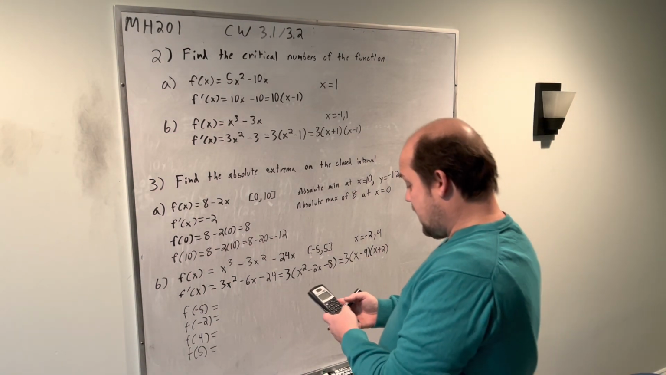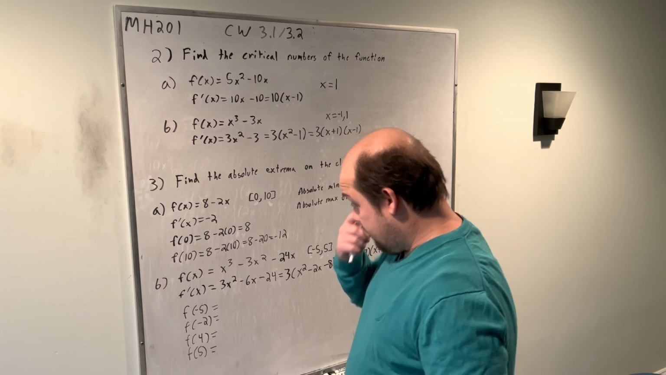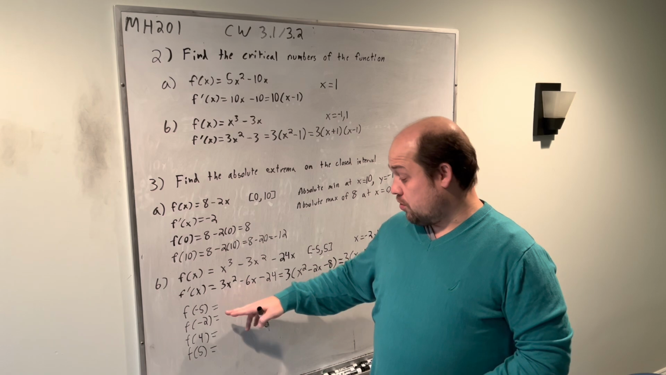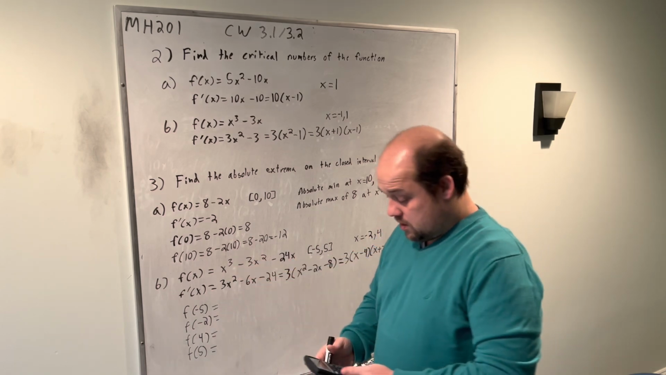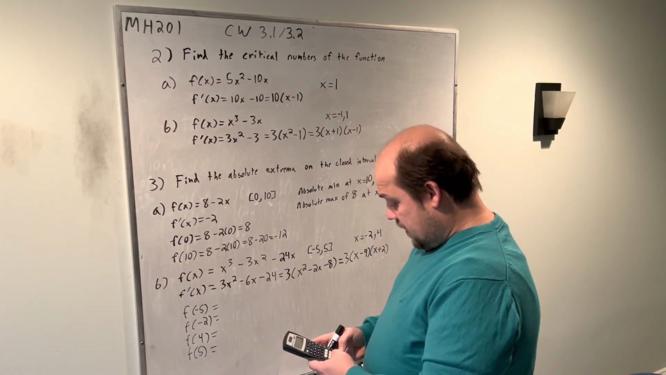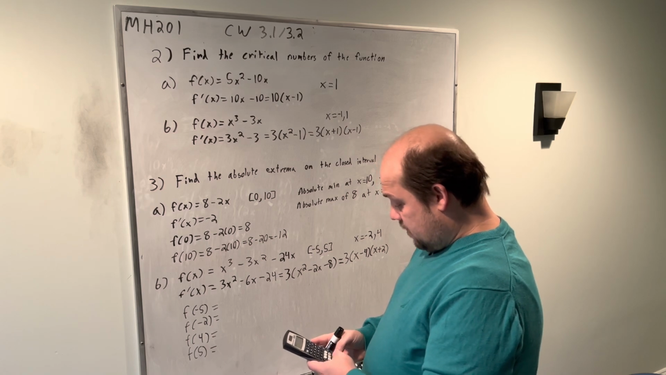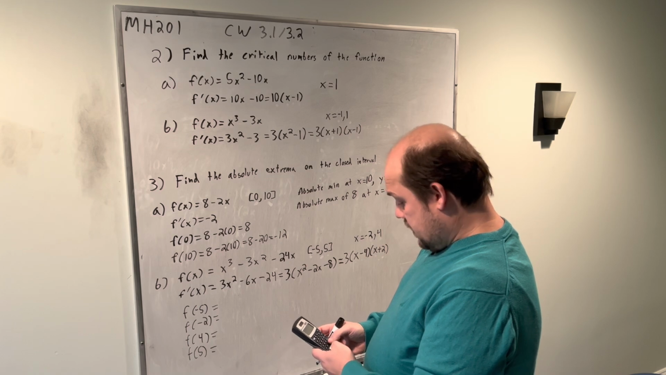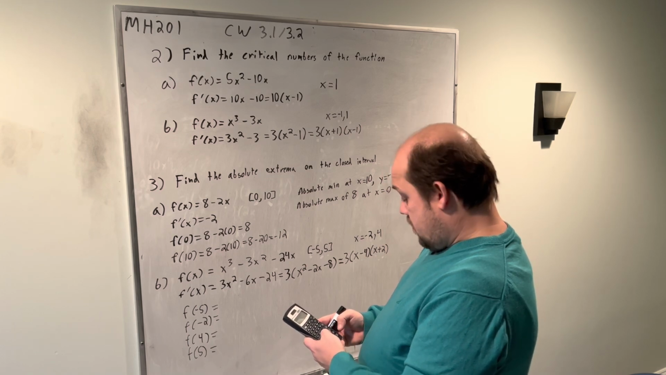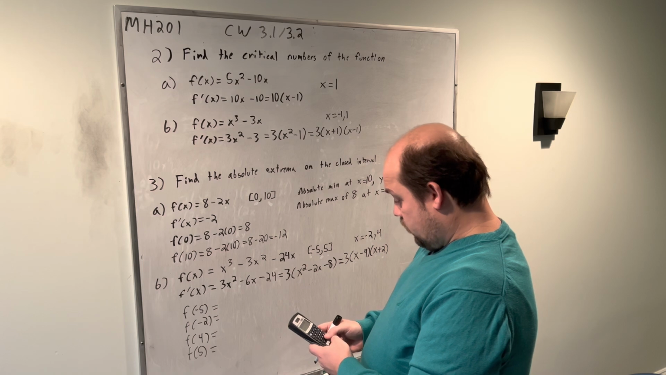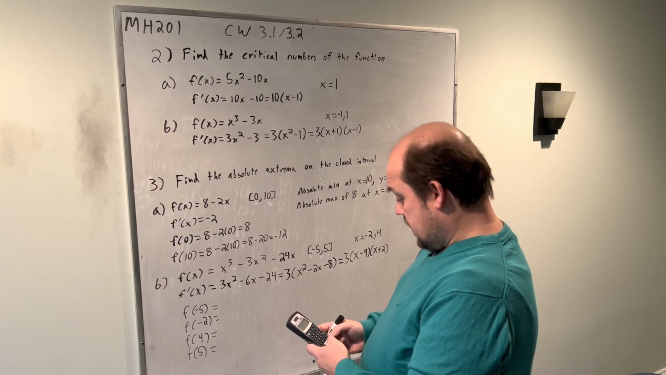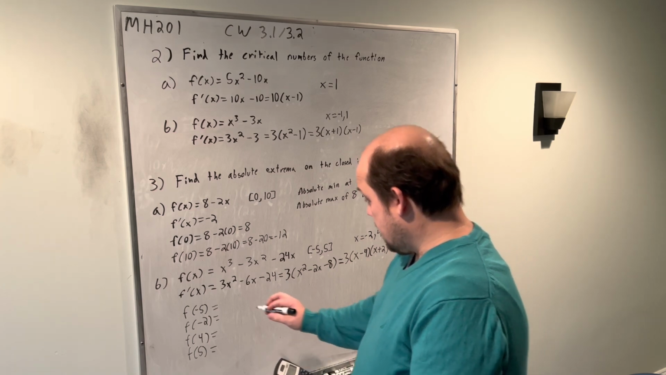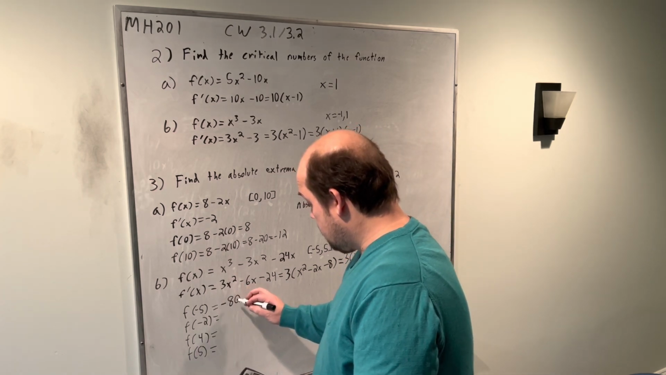So if I want to do f of negative 5, one of the mistakes students make is they plug it into the derivative version. Make sure you're plugging it into the original formula. So I should be doing negative 5 to the 3rd, which would give me negative 125, minus 3 times 25, minus 24 times negative 5. When I do all that out, I get a value of negative 80.